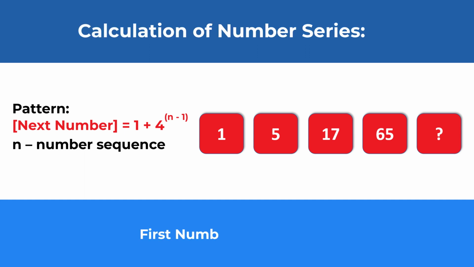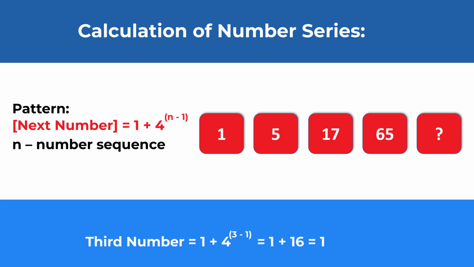The first number is calculated as 1 plus 4 to the power of 0, which is 1. The second number is calculated as 1 plus 4 to the power of 2 minus 1, which is equivalent to 1 plus 4 and equals 5. The third number is calculated as 1 plus 4 to the power of 3 minus 1, which is 1 plus 4 to the power of 2, which is 16, which equals 17.